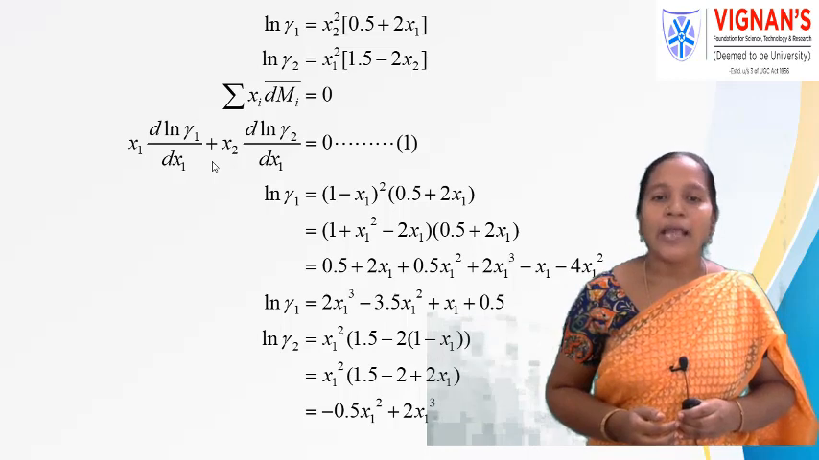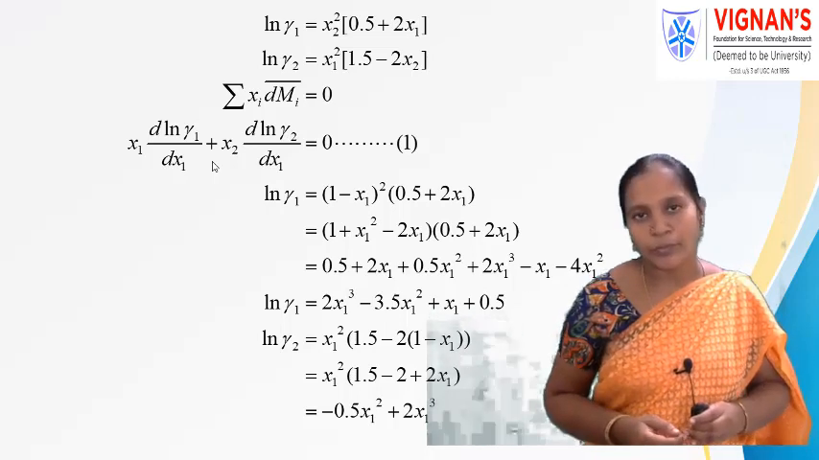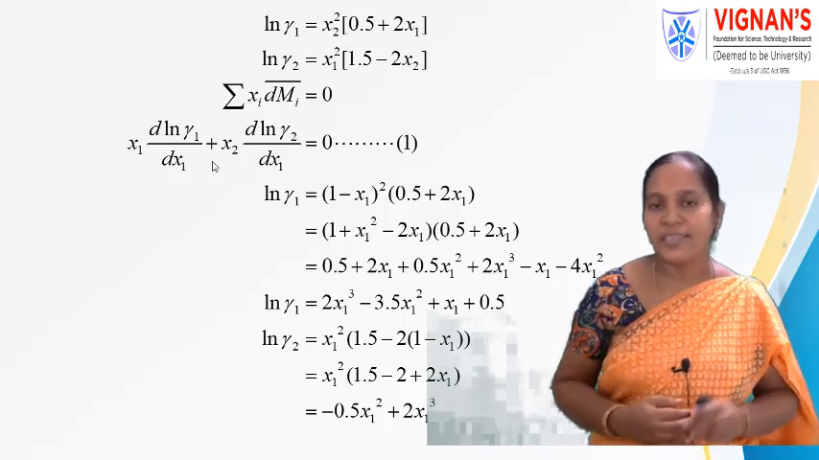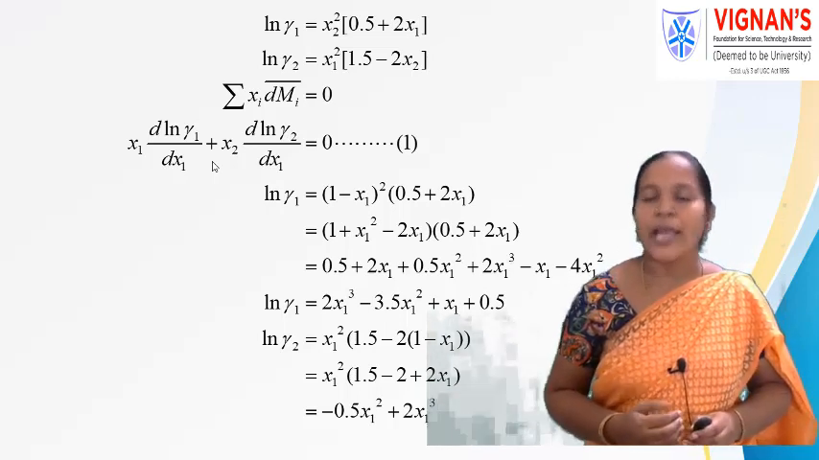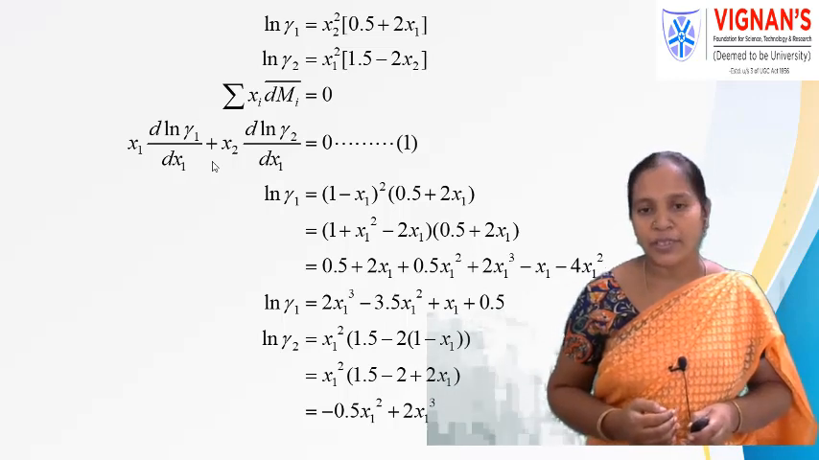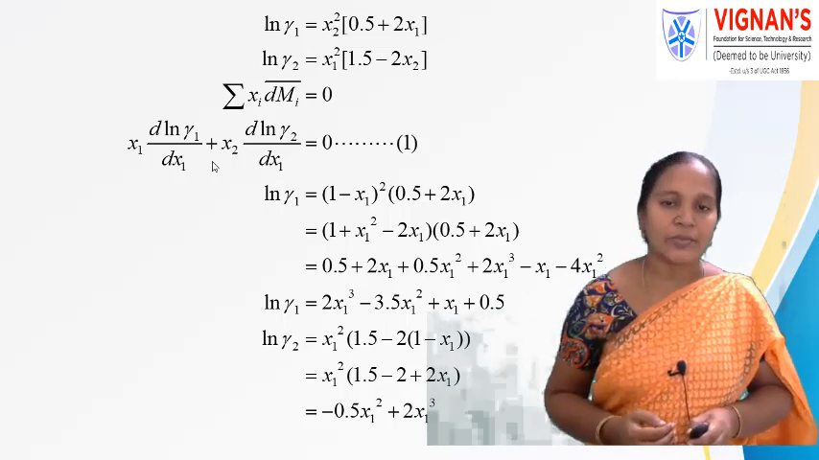Similarly, calculate ln gamma 2. That means substitute x2 with 1 minus x1. Therefore, ln gamma 2 is equal to minus 0.5 x1 square plus 2x1 cube.